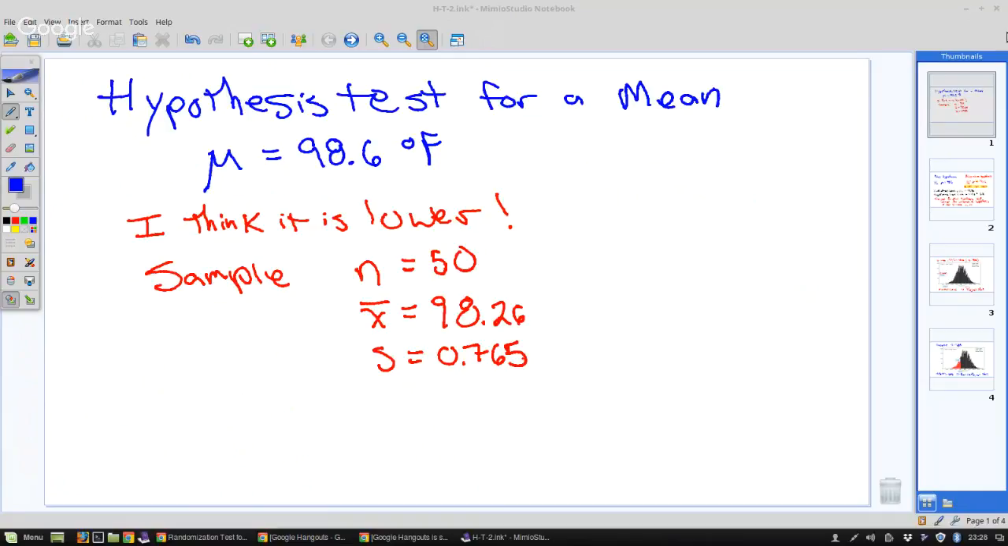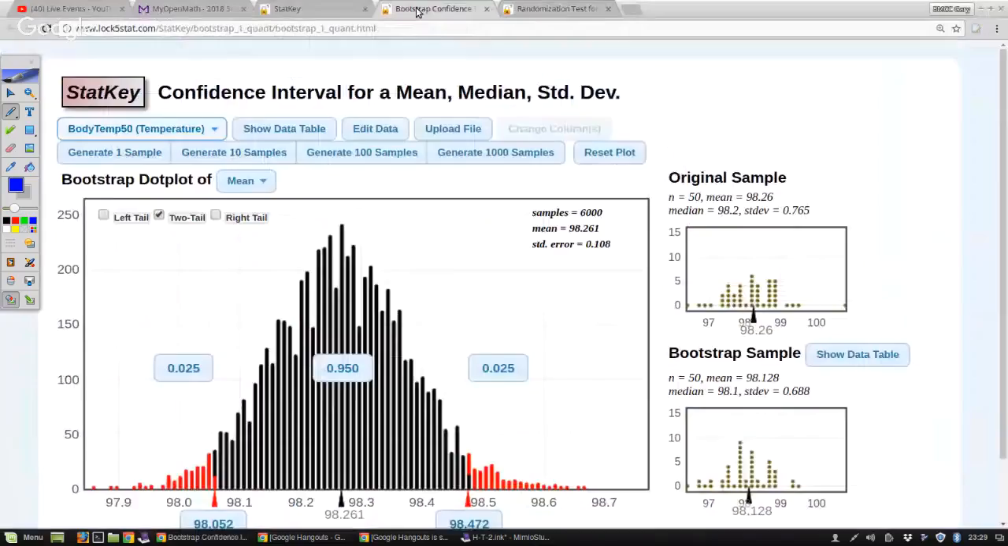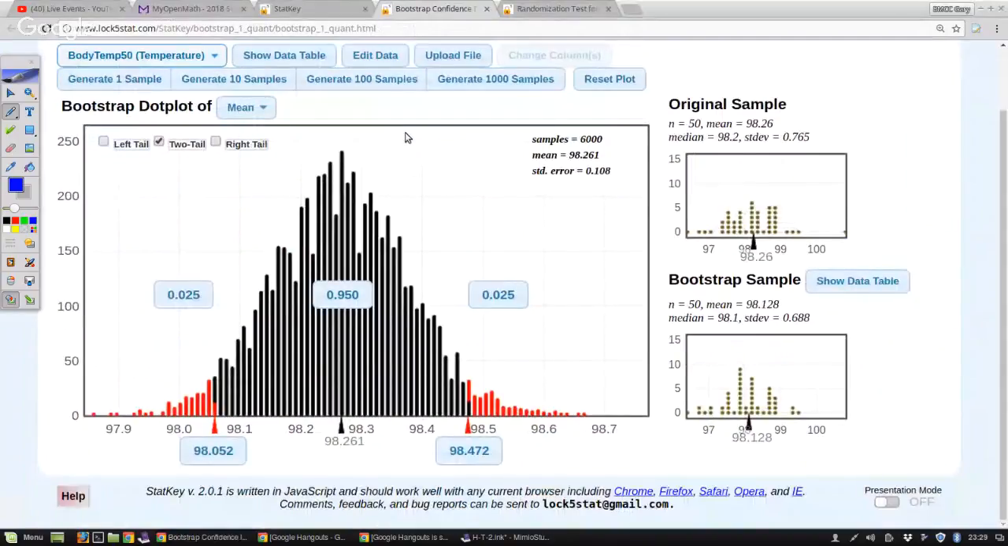So the idea of a hypothesis test is related to the idea of a confidence interval. For a confidence interval, according to my body temperature of 98, based on this data, I would find the margin of error. And I could do that here. So here I have an interval of 9.52 up to 9.04772. So that is the average human body temperature.